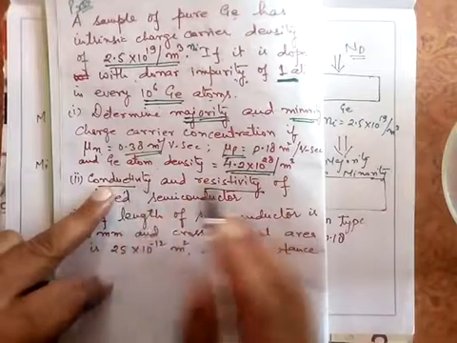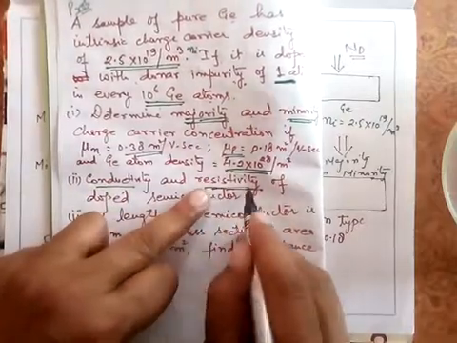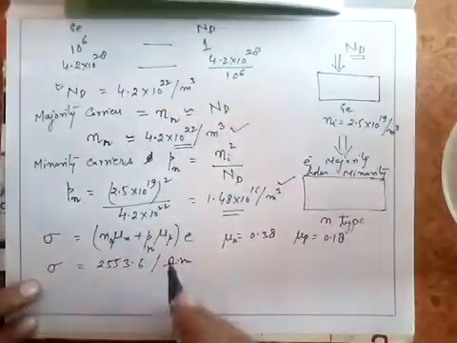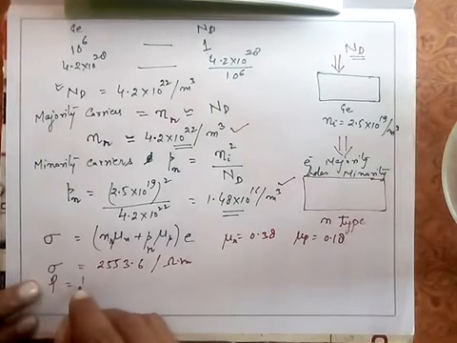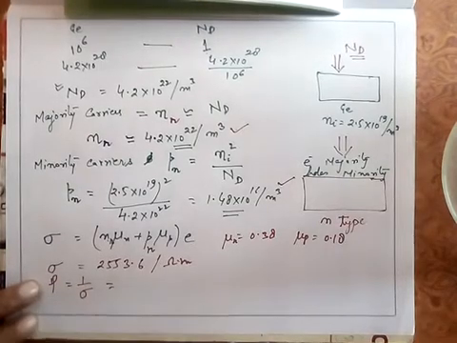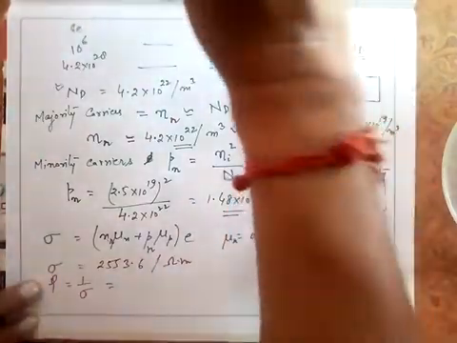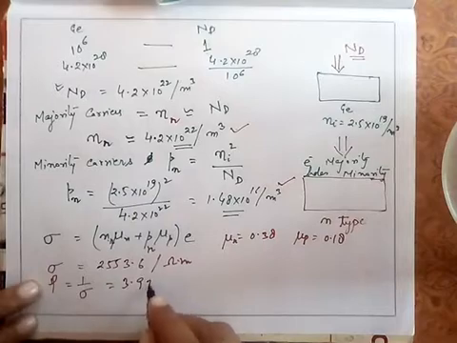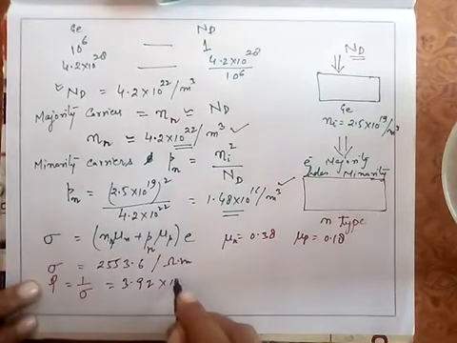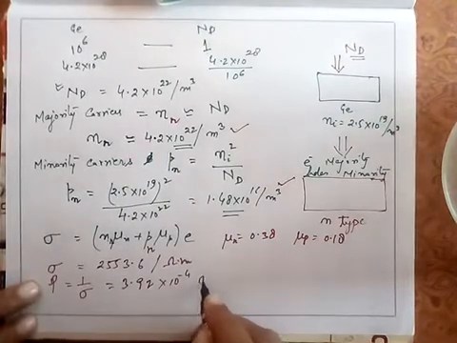Determine the conductivity, and next it says find the resistivity. Now resistivity is what? I have found the conductivity. This implies that the value of resistivity is 1 upon conductivity. That's all. If you solve it, you'll get 3.92, approximately 4 into 10 to the power minus 4 ohm meter.